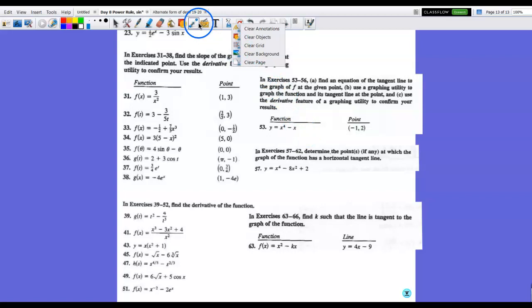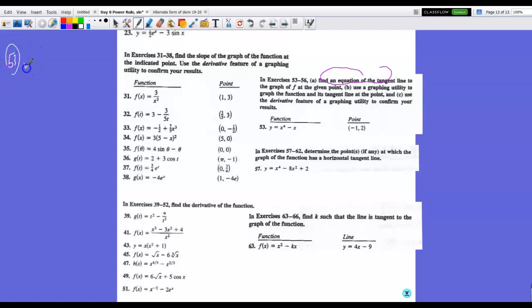Okay, there we go. In number 53, our directions are find an equation of the tangent line to the graph at the point, and use a graphing utility to graph the function and its tangent line at the point, and use your derivative feature to confirm your result. I may or may not pull the calculator out for that. We'll see. So in number 53, the first thing I'm going to do is find the derivative, because that's going to be my slope generator.